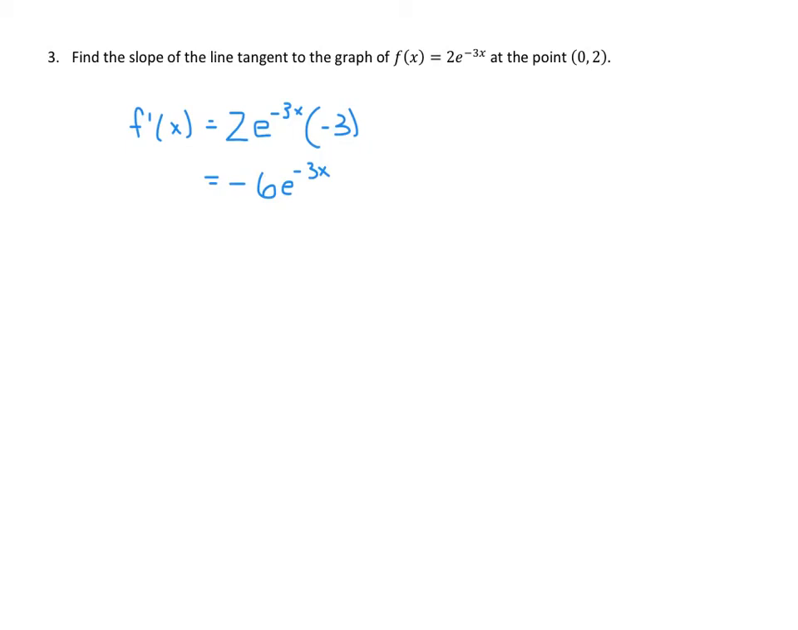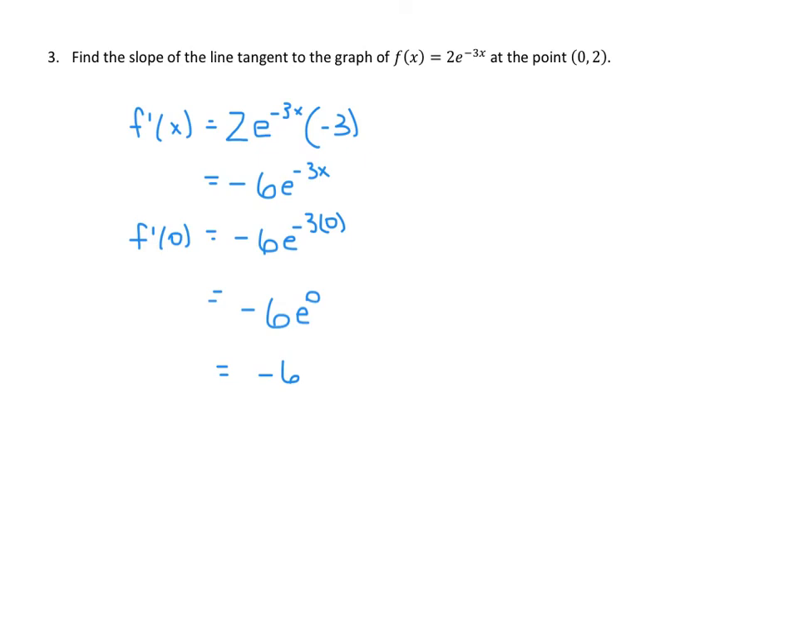Now we want to know the slope of the line tangent to the graph at the point (0, 2). So at that point, when x equals 0, what is our slope? We're going to plug 0 into our derivative. So we have f prime of 0, which is negative 6e to the negative 3 times 0. So we have negative 6e to the 0. And since e to the 0 is 1, we then have negative 6.